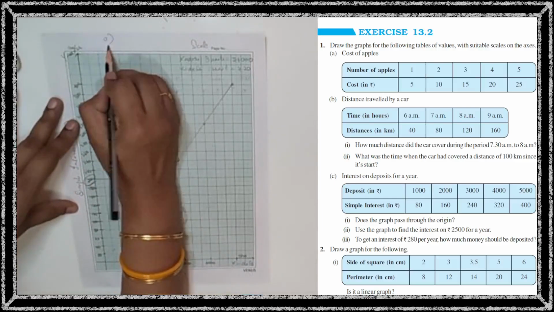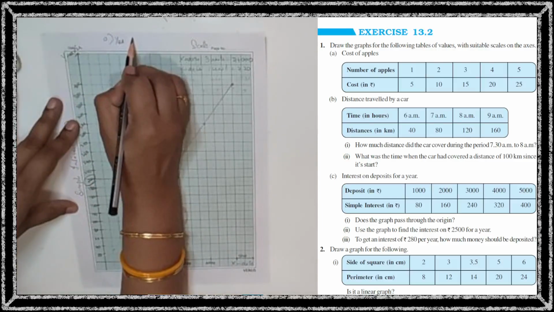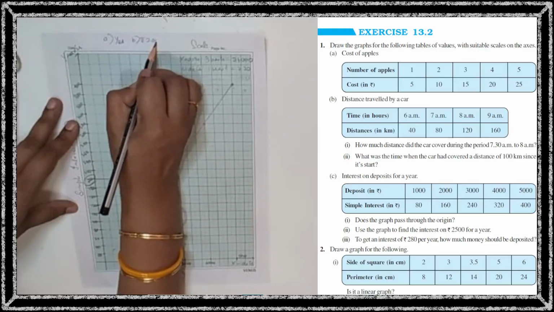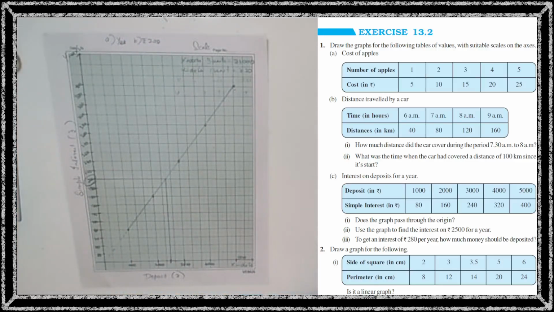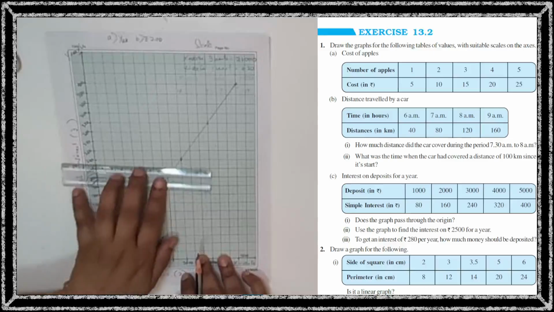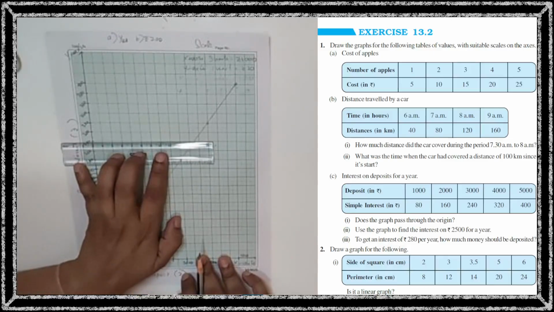So for the A bit, the answer is yes. For the B bit, the interest is 200. From the graph, you can conclude that. And to get an interest of 280 per year, how much has to be deposited? You can see that 280 is this point over here.